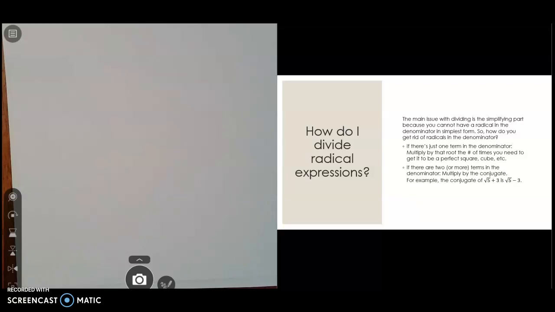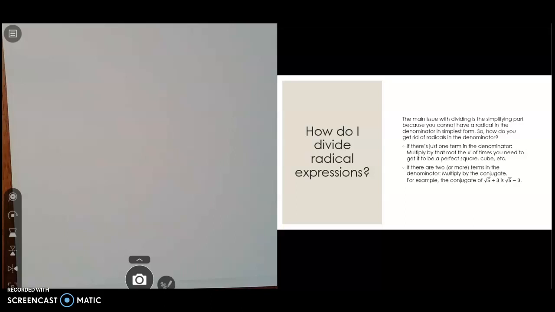Well, what if there's two or more terms? What do you do then? Then you multiply by what's called the conjugate. The conjugate has the same two terms, but different signs. This kind of goes back to factoring. When you think about the factoring of the difference of two squares, a perfect square minus a perfect square is a plus b times a minus b. When those same two terms are multiplied together with different signs in the middle, those middle terms cancel out and you'll have perfect squares on each end, which will take things out of the square root.